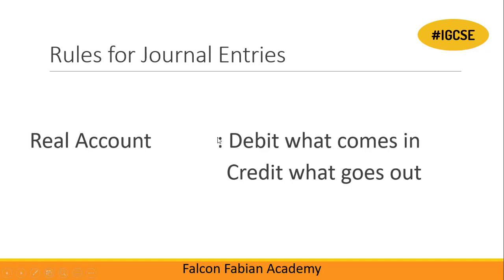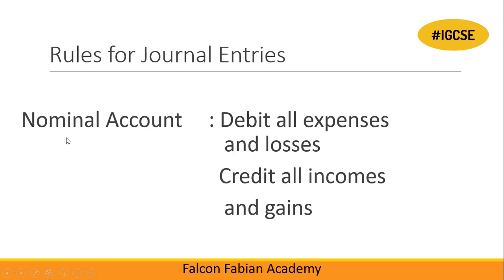The rule for real account is debit what comes in and credit what goes out. And the rule for real account applies to accounts of all assets, tangible and intangible. And the rule for nominal account is debit all expenses and losses and credit all incomes and gains. All of this has been explained in detail in video number 1. So I would request you to watch that before you learn how to record journal entries.